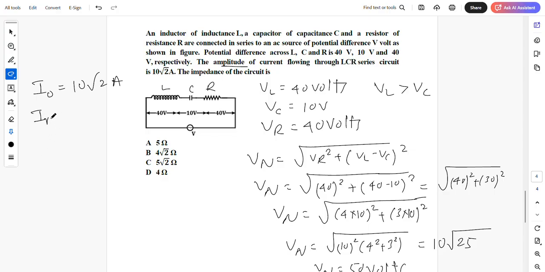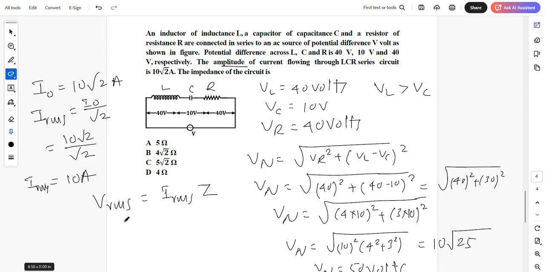How to calculate IRMS here? IRMS is equal to I naught by root 2. I naught by root 2 is equal to how much? 10 root 2 divided by root 2, IRMS is 10 amperes. What is VRMS equal to? IRMS into Z.